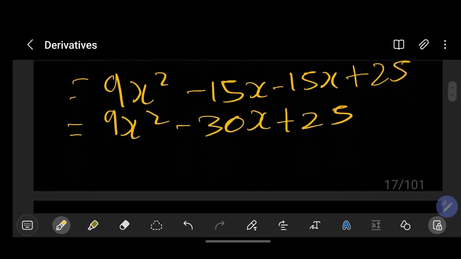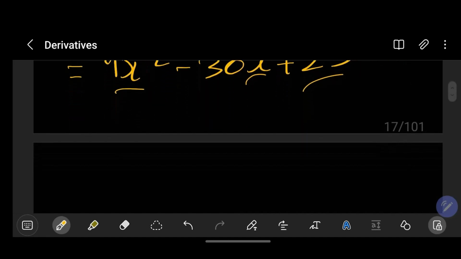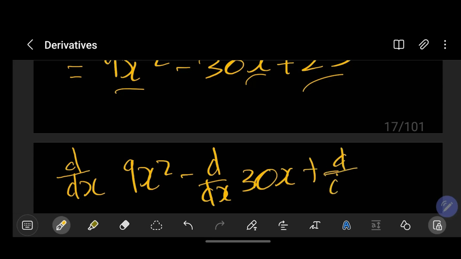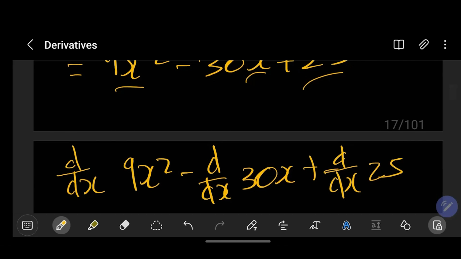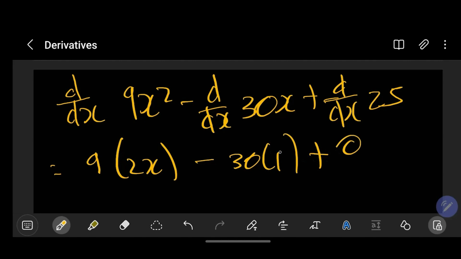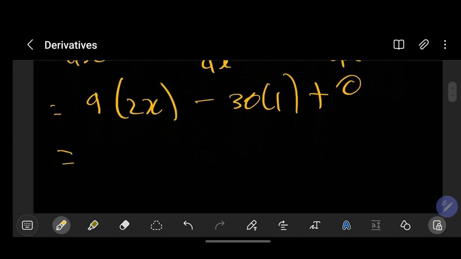Now we can see we can use the summation rule. We can already see we can use the power rule, and then we've got the constant rule right there. So let's go ahead and complete this. We now have d/dx of 9x squared minus d/dx of 30x plus d/dx of 25. And this is now equal to 9 times 2x to the power 2 minus 1, minus 30 times 1, plus 0. So our final answer here is equal to 18x minus 30.